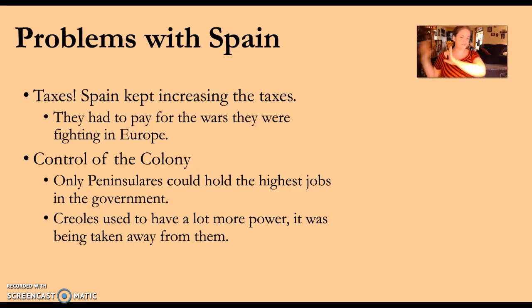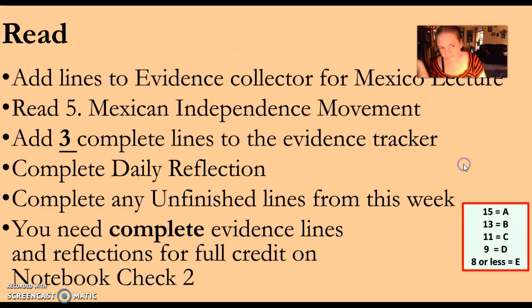Anyway, so that's your short lesson where we just start on Spain. Oh, one last thing, because it's on the notes and I didn't actually say it yet. Creoles used to have a lot more power when New Spain was a newer colony, but it was being slowly eroded and taken away from them, and that angered them greatly.